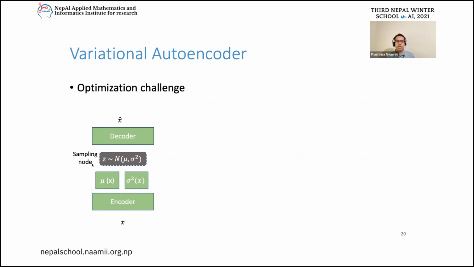this random node, or randomness, is happening inside the model, which means that for the backpropagation, which we need in deep neural network training, we need to differentiate with respect to this random sampling. And in general, when we deal with deep neural networks, this is not possible, because we cannot backpropagate through this sampling node.